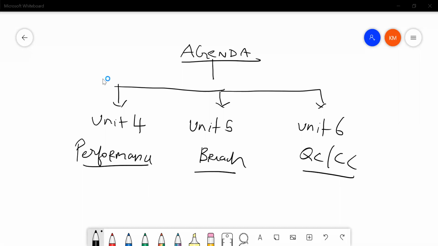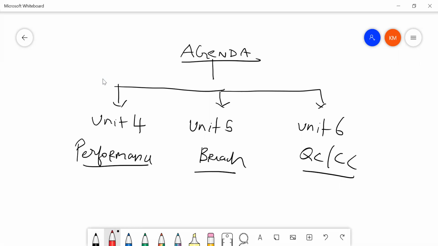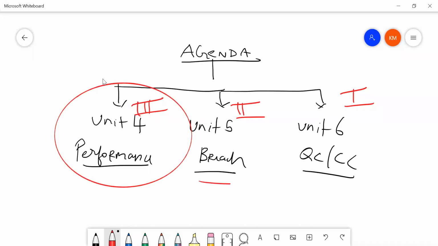We'll go in reverse order. So we will first finish unit 6, then we will go to unit 5, then we will go to unit 4. Fairly simple chapters. Unit 4 is a little big, but unit 5 and unit 6 are small ones. So let's start with unit 6. Let me present the questions.